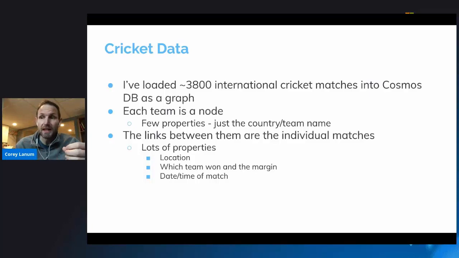So a link is a match. One team plays another team. And there are lots of additional properties associated with that link. So for example, the location where that match was held, which team won that match, and by how much, and then the date and time of the match too. So the enrichment of the data is on the links in this case, and we're going to show you a couple of different ways that that can be helpful to visualize in graph data.